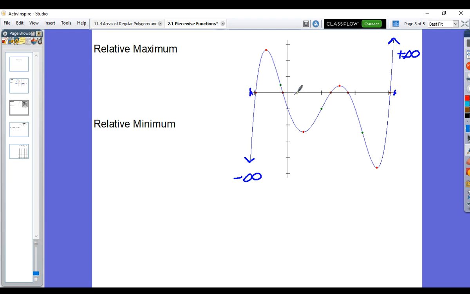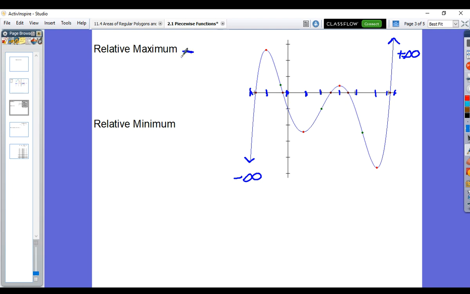Let's give these some more numbers. That's 0, 1, 2, 3, 4, 5, 6. And then 0, 1, 2, and so on. So bound between -2 and positive 1, 2, 3, 4, 5, 6-ish, 7-ish. There are these little turns. These turns are defined as relative minimums or relative maximums.